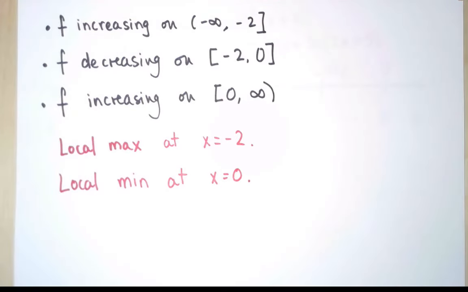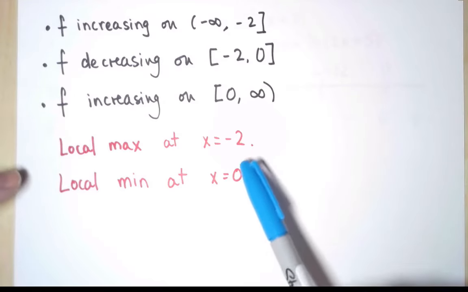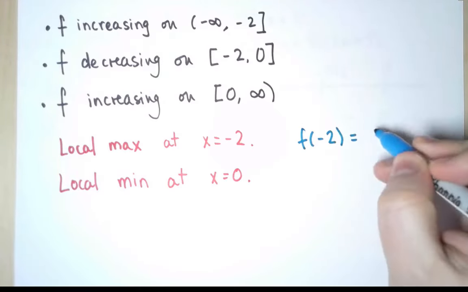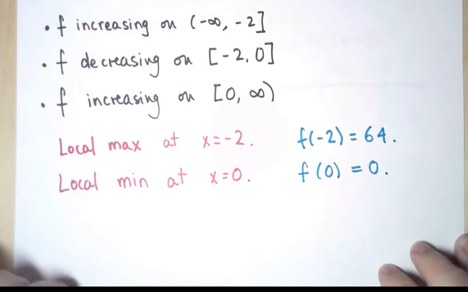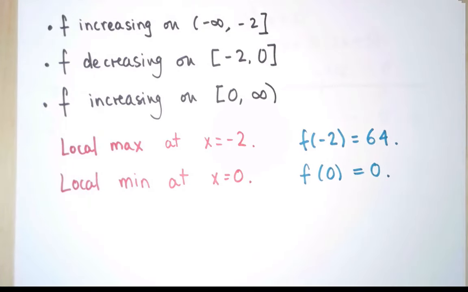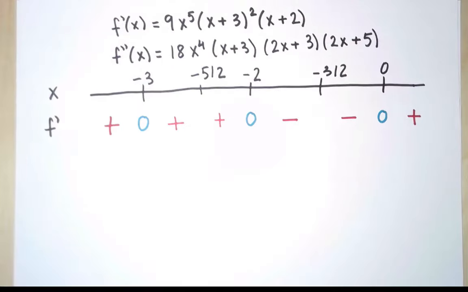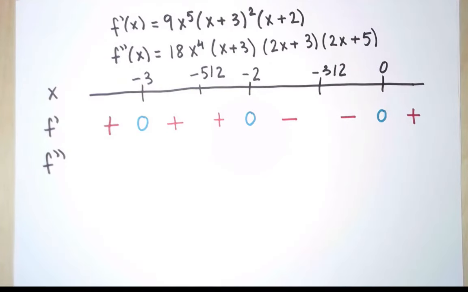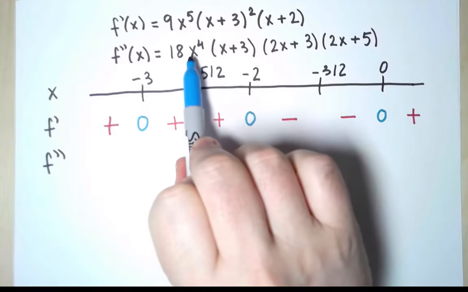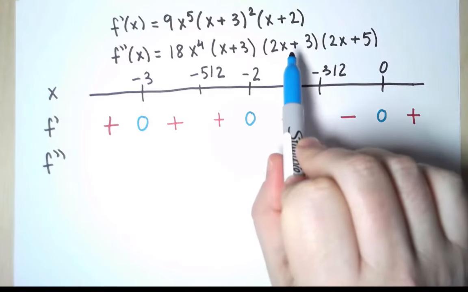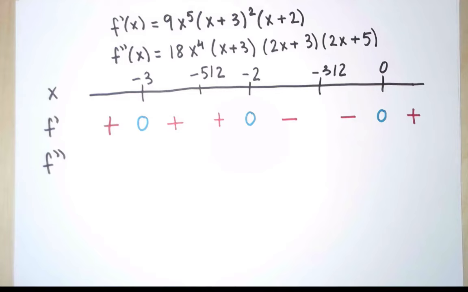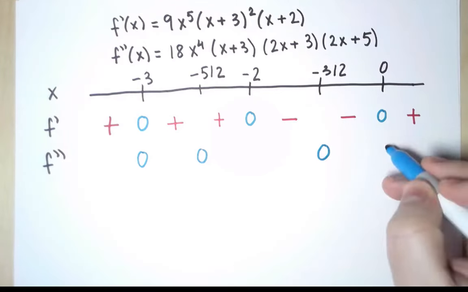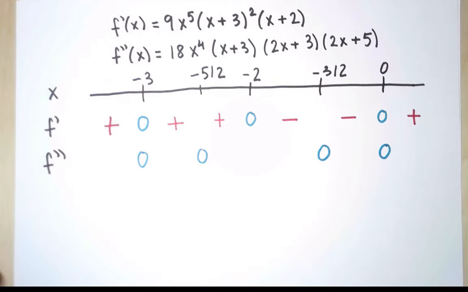For the purpose of graphing, it's going to be convenient to have the y-coordinate at those 2 points. I can obtain that using the equation for f. Let's move on to the second derivative. First, the second derivative is 0 at 0, -3, -3/2, and -5/2. And I'll proceed like before.